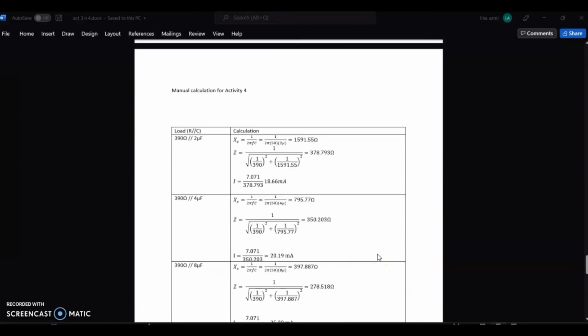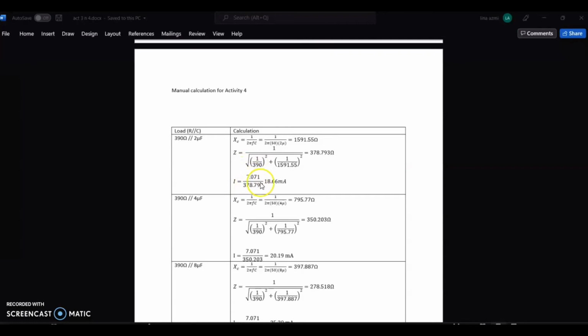For manual calculation, I have to find the value of the capacitance first, and then I have to insert it into the impedance formula, which for parallel is 1 over the square root of 1 over resistance squared plus 1 over capacitance squared. And when I get the value, I have to insert it into the formula I equals V over R.